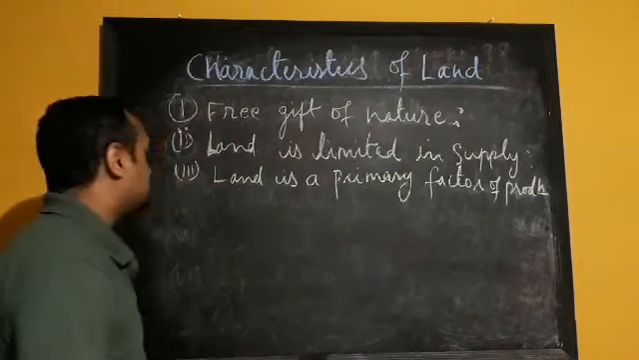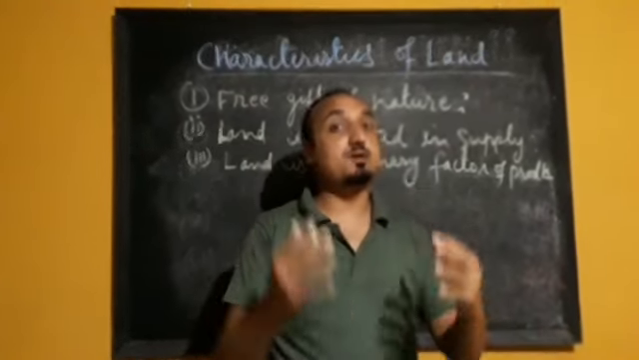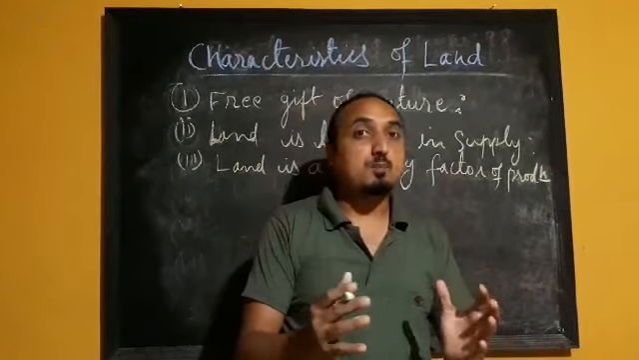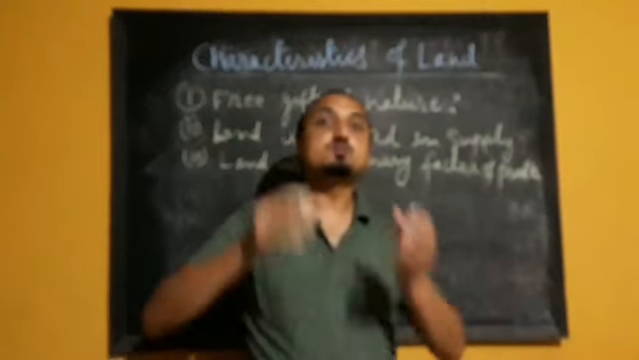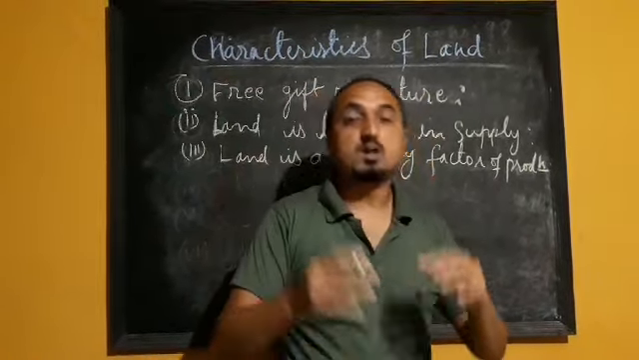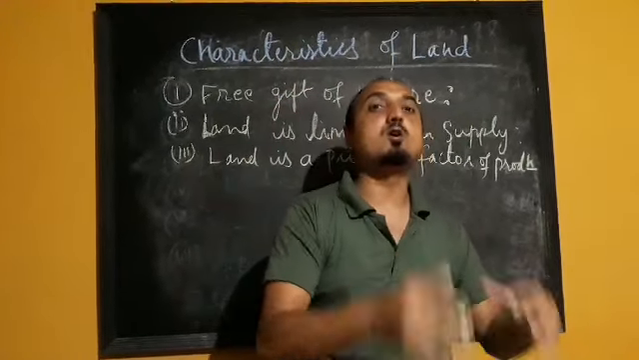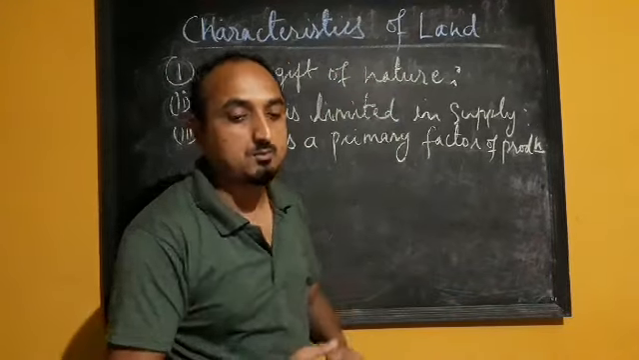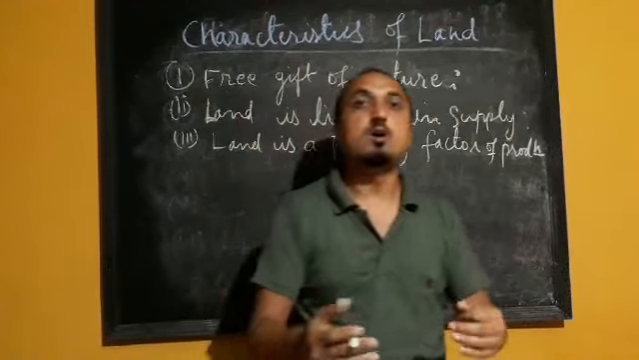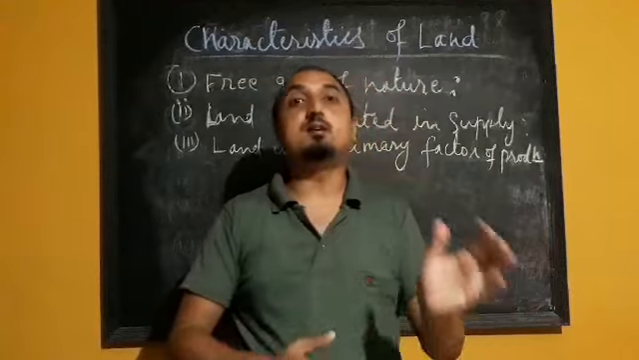Okay, so the third characteristic we have is that land is a primary factor of production. So why is land called a primary factor of production? This is the peculiar characteristic of land, because we have to make use of land to produce anything. For any other factors of production to be used, land is important. We have to use other factors of production on land, then only can production take place. I will give you one example. For example, in order to construct an industry or factory, what is needed? Land is needed to construct that factory.